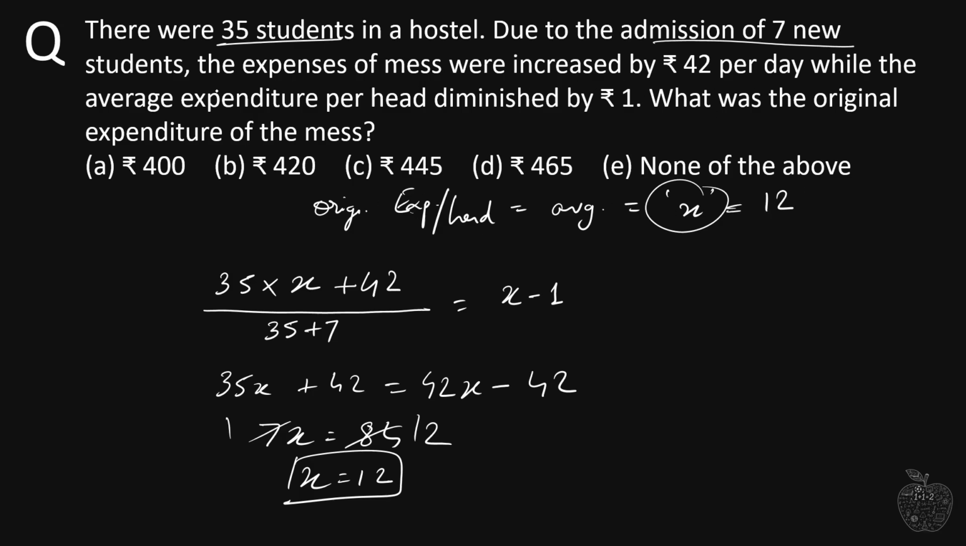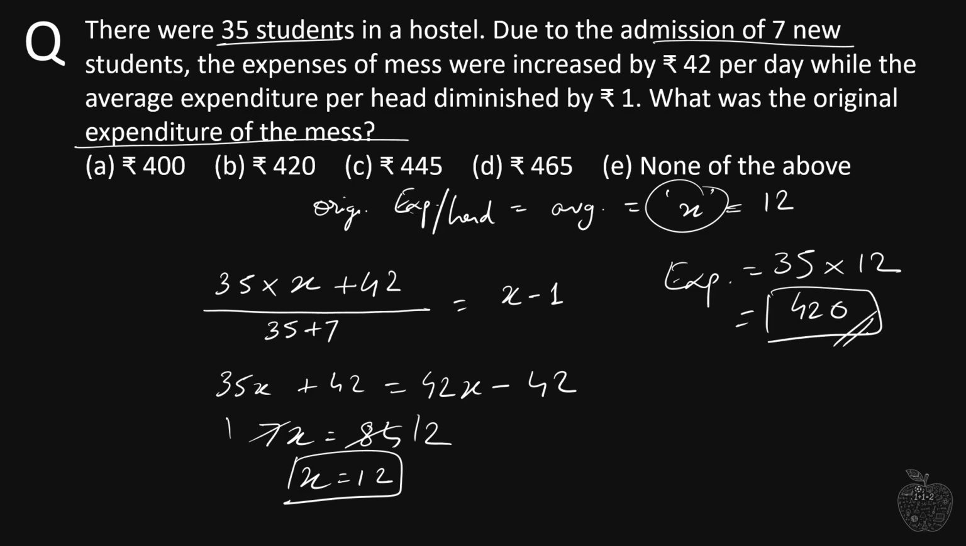And the question is asking us what is the original expenditure of the mess. So the original expenditure will be: there are in total 35 students originally, and their expense per head was 12. So 35 into 12 will be 420, and this is our required answer. So here option B is the correct one.